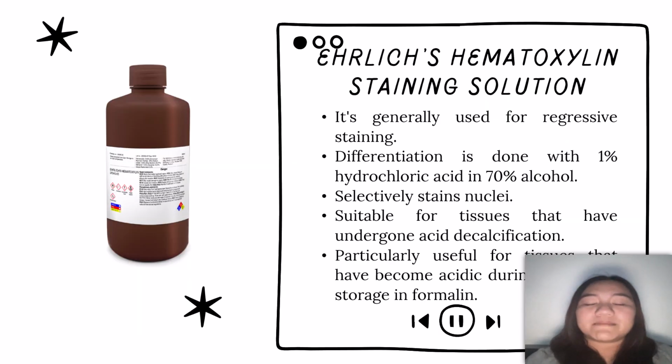Next is the Ehrlich hematoxylin staining solution, which is generally used for regressive staining because the differentiation is done with 1% hydrochloric acid in 70% alcohol. Ehrlich hematoxylin selectively stains nuclei, and it is suitable for tissues that have undergone acid decalcification. It is also particularly useful for tissues that have become acidic during the process or storage in formalin.